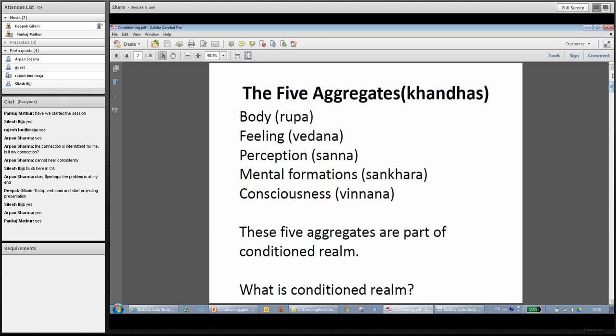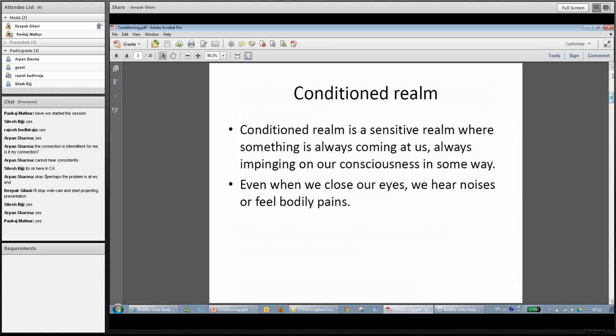Okay, so in the lectures, Ajahn Sumedho also refers to these khandas, and he likes to collect these khandas in a conditioned dream, and then he offers methods by which we can investigate this conditioned dream and possibly come out of it. So to start with, what is a conditioned dream? That's a basic definition.